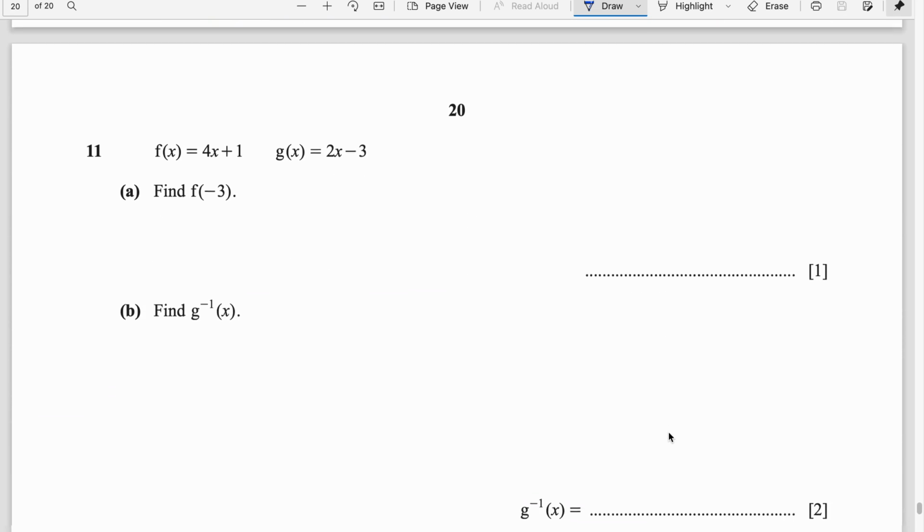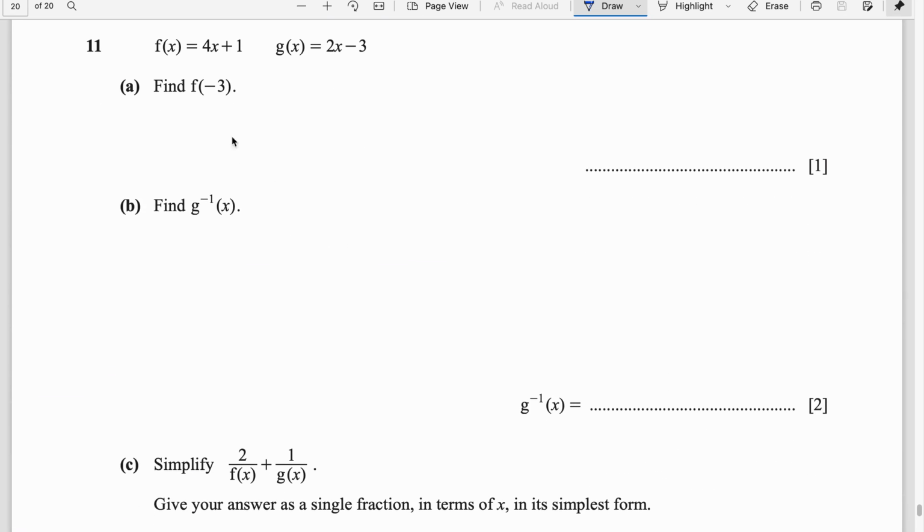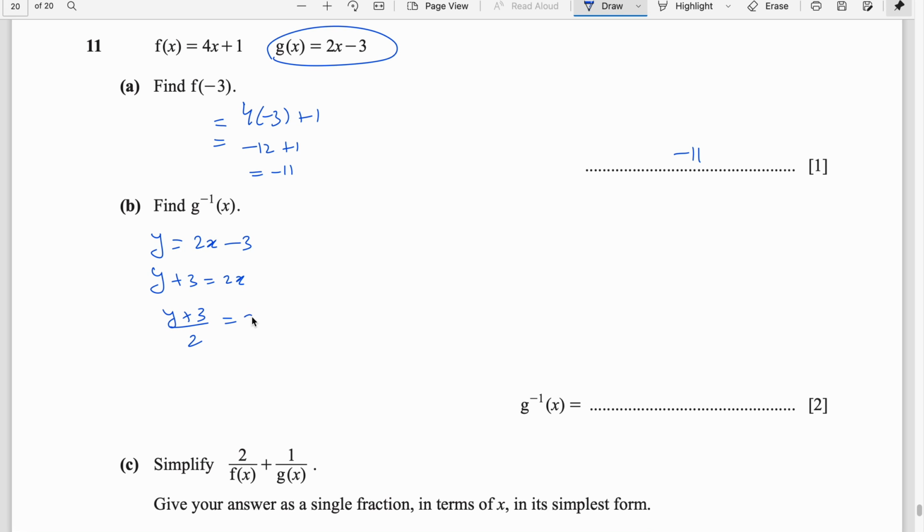Question 11 on next page. Question number 11. Find f of minus 3. So 4 into minus 3 plus 1, minus 12 plus 1 is minus 11. G inverse. So we write y is equal to 2x minus 3, step 1. Then we make x the subject of the formula, and then we replace x with G inverse, and we replace y with x, and G inverse x is x plus 3 by 2.